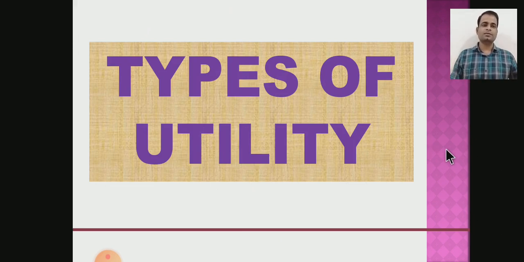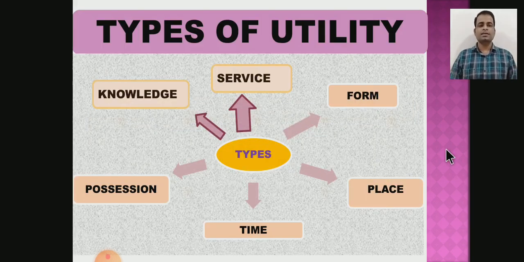As you know, utility is the capacity of commodities and services to satisfy human wants. In other words, we can say that the want-satisfying power of commodities and services is known as utility. So utility is a want-satisfying power of a commodity. But now today we will learn the types of utility.